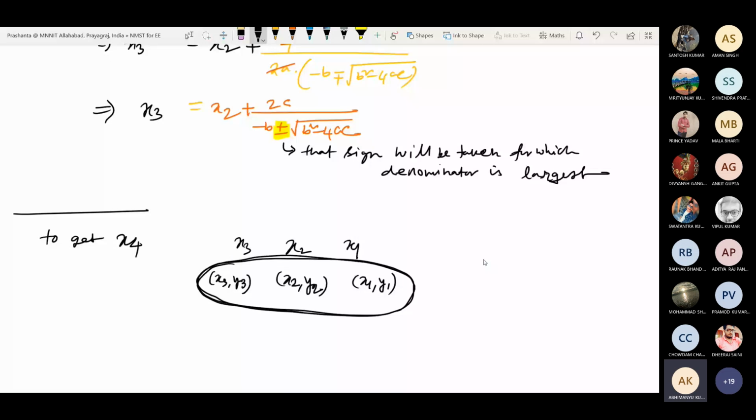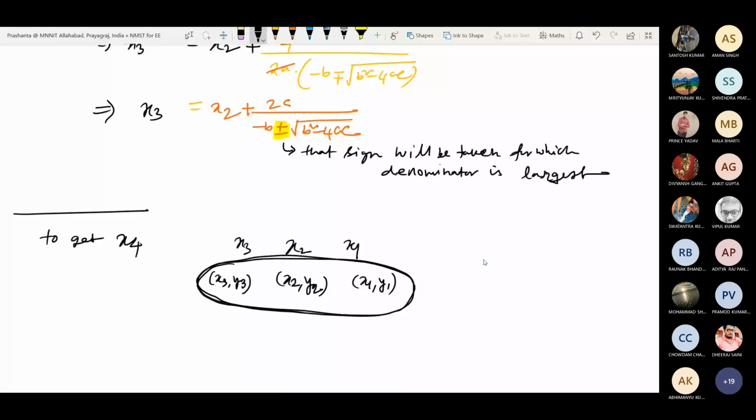To get x4, you will consider the previous three approximations of the root. They are x3, x2, x1. So the three points will be x3, y3, x2, y2, x1, y1, and then you will find the parabola passing through these three points. In that parabola, you will put y equals 0 to get the next approximate root x4, and so on. In this manner, you will repeat the process.